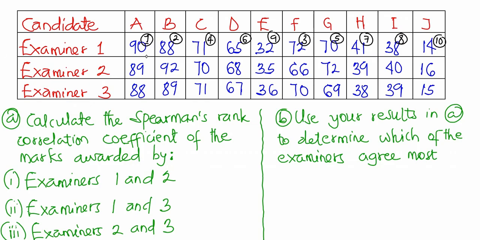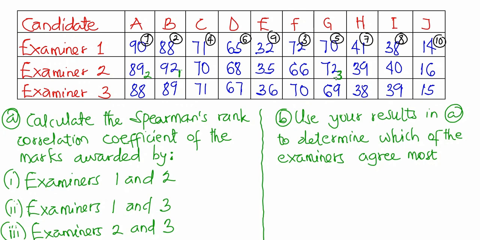So now we rank the values for examiner 2. We come back and see that the highest number among the values for examiner 2 is 92, which takes the first rank, so you write 1 here. The next highest number is 89, so you write 2. Now the next highest number is 72, of which you write 3 here.